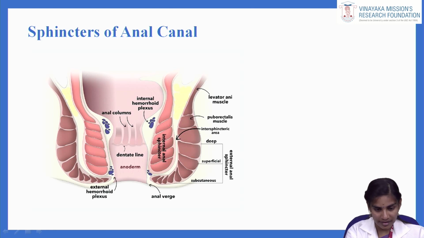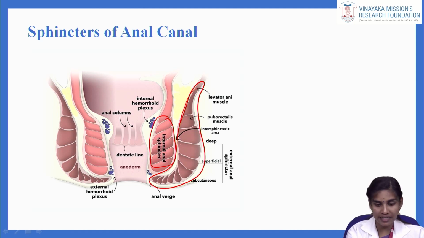This is the internal anal sphincter and these are the external anal sphincter. The external anal sphincter is divided into three parts: one is deep, another is superficial, and another is subcutaneous.